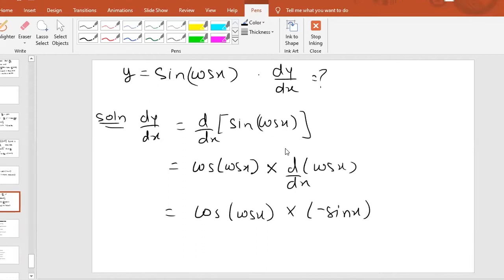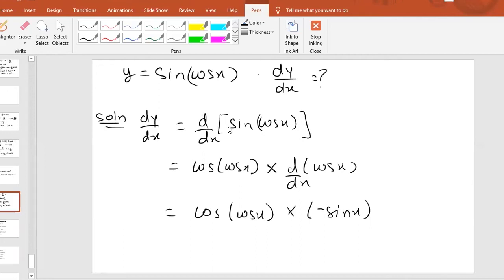Again, I will repeat myself. Y equal to sine of cos x. You have to find dy by dx. Just understand one thing here. We are differentiating with x. Inside the sine we have cos x, which means it is a function of x. Whenever this type of condition arrives, simply write d by dx of sine of cos x.